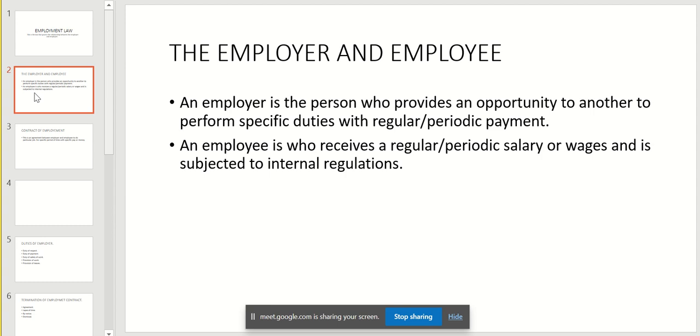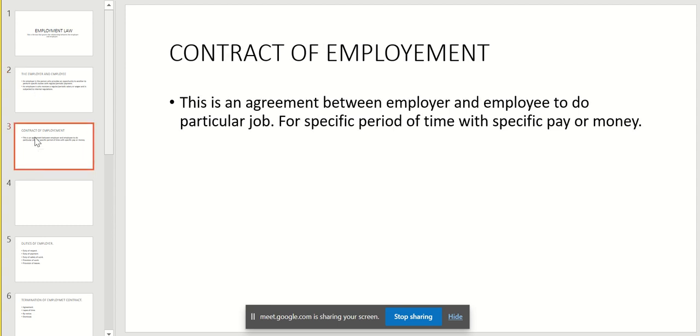Then we are going to look at the contract of employment. Just to begin, identifying the term contract. A contract is an agreement between the employer and the employee to do a particular job for a specific period or specific pay or money.